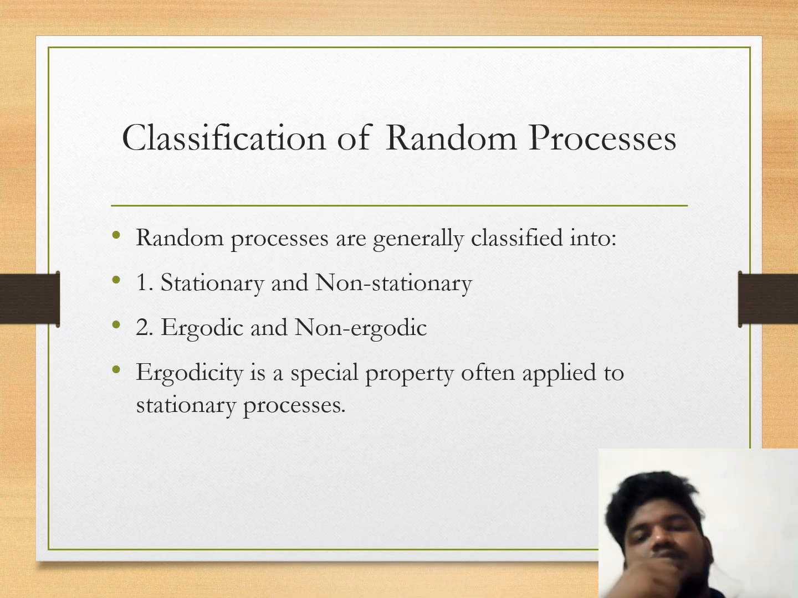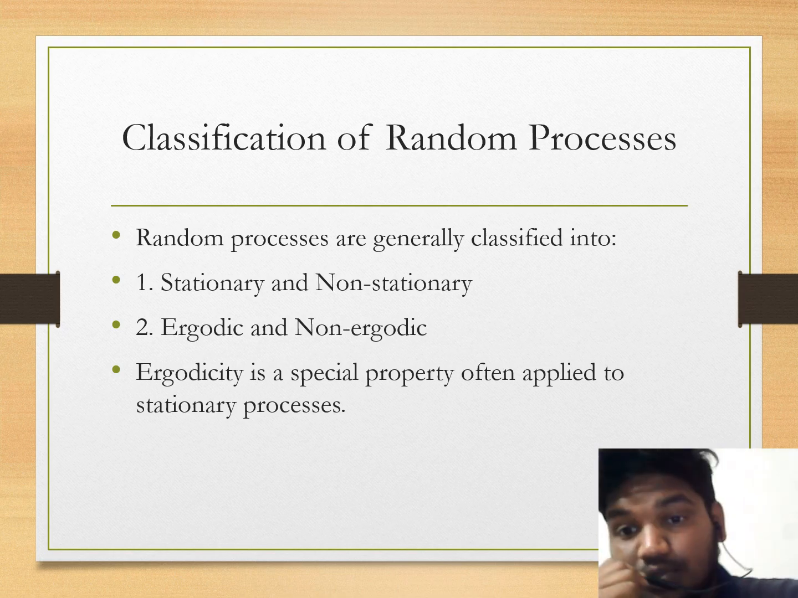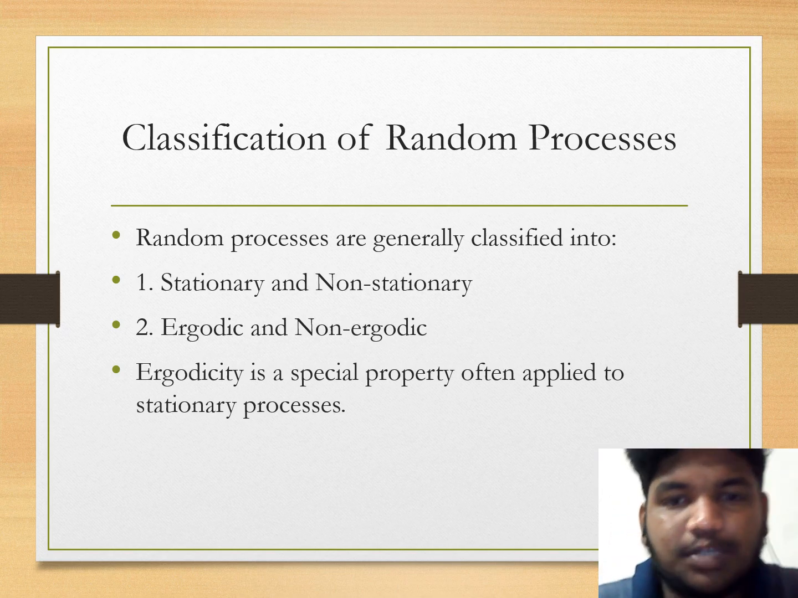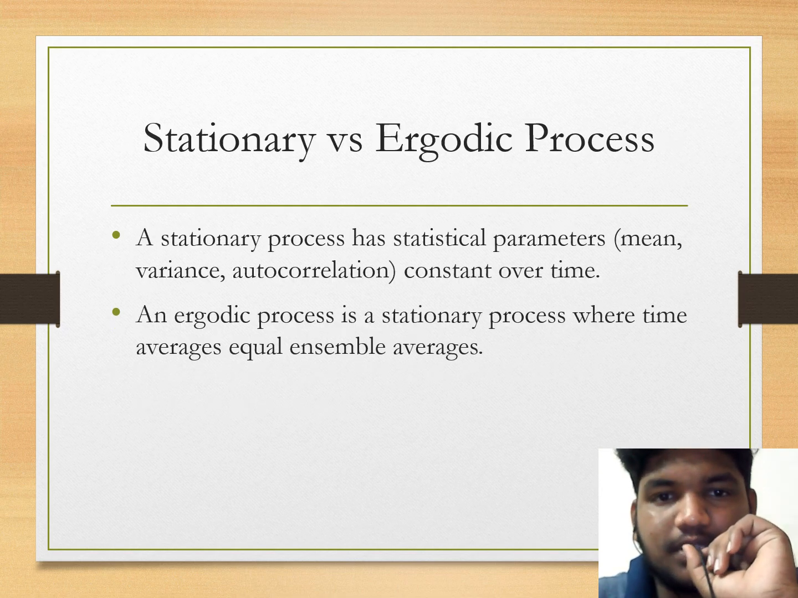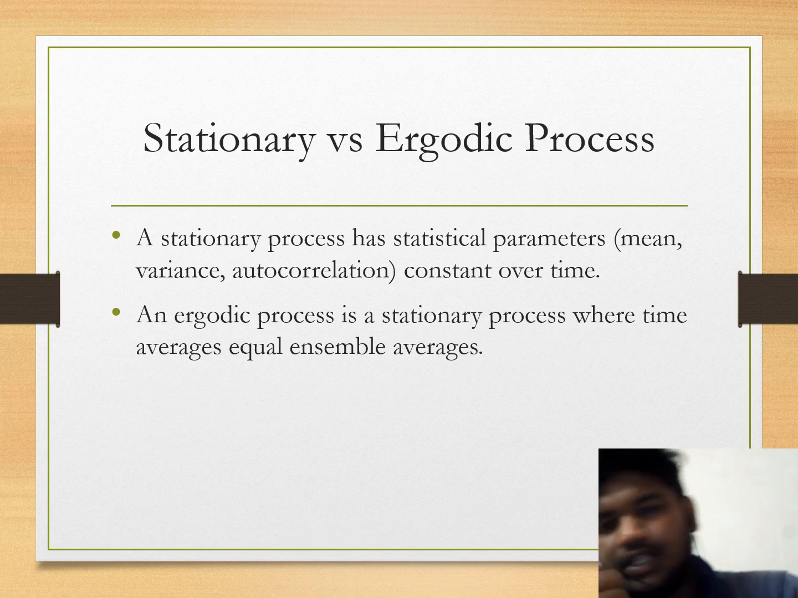Classification of random processes. We generally have two classifications: the first one is stationary and non-stationary, and the second one is ergodic and non-ergodic. Ergodic is a special property often applied to a stationary process. We will see the difference between stationary and ergodic processes.